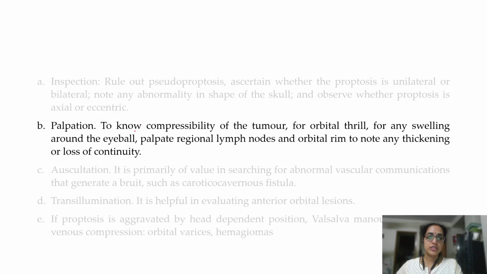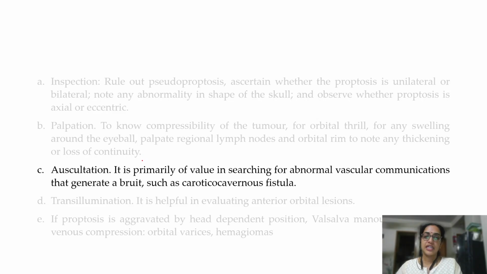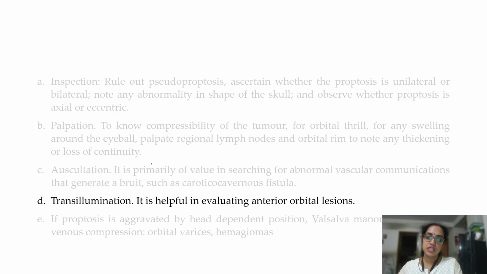Next is palpation. It's to know about the compressibility of the tumor, for orbital thrill or any swelling around the eyeball. You have to palpate for the regional lymph nodes, and feel the orbital rim to note any thickening or loss of continuity. Next is auscultation. It's most important in a CCF where you want to hear a bruit. The next is a transillumination test when you want to look for cystic swellings in the anterior orbital part.